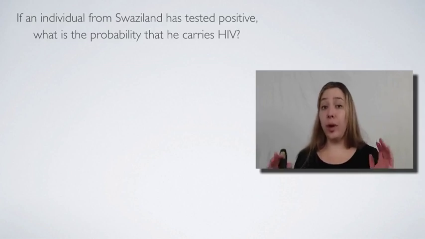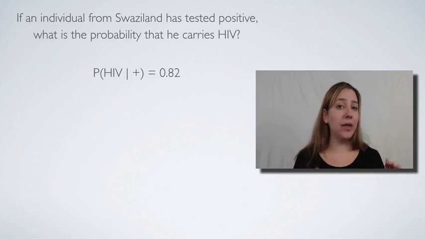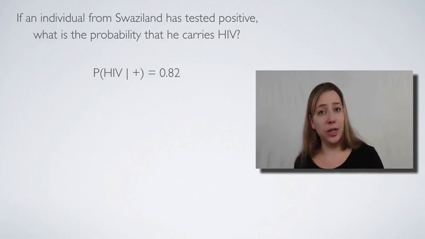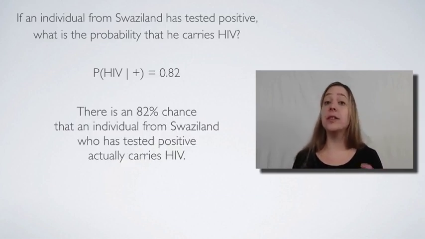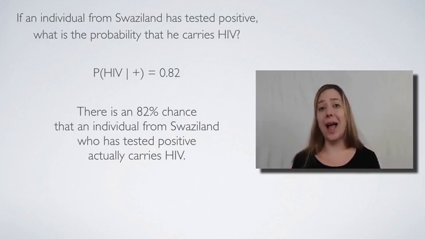So to recap, we were asked, if an individual from Swaziland has tested positive, what is the probability that he carries HIV? And the result we found was the probability of HIV given positive is 0.82. What this means is that there is an 82% chance that an individual from Swaziland who tested positive actually has HIV.